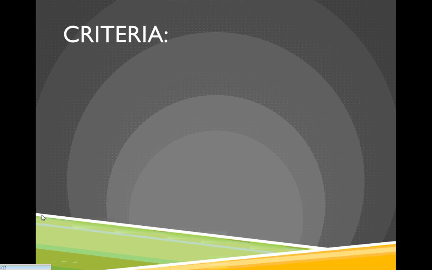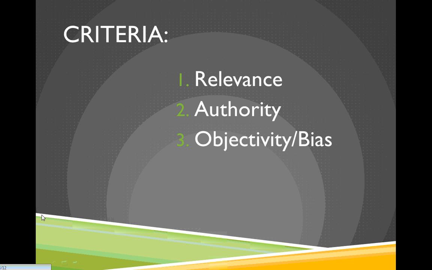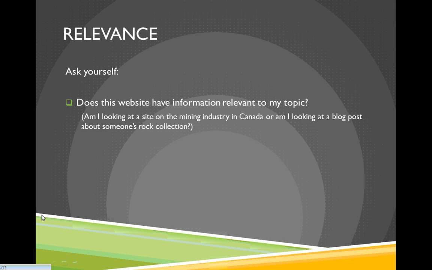Among these include relevance, the authority, the objectivity or bias of the website, the accuracy of the information, and its currency, how current the information may be. So we'll look at each of these categories separately. First is relevance. Ask yourself when looking at a website, does this website have information that's relevant to my topic?